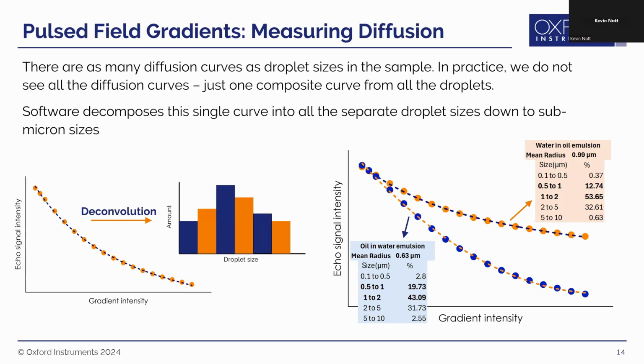The diffusion curve will consist of a composite of all the droplets in the sample. Therefore, software is required to separate this single curve into all the separate droplet sizes which it is composed of. So the graph on the left here shows example data from an oil in water emulsion, such as a food dressing, for example, but also a water in oil emulsion, such as margarine.